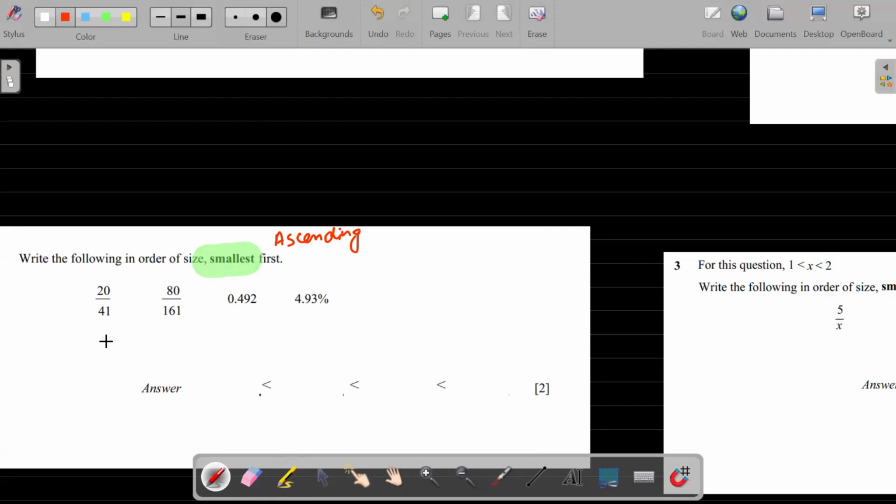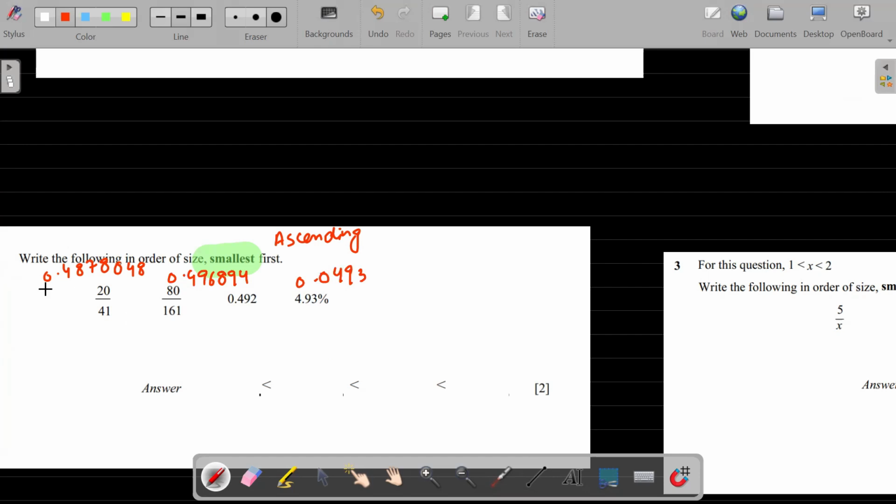It is 20 divided by 41. It will be 0.4878048. And 80 divided by 161 is 0.96894. And 4.93% means you have to divide it by 100. It will be 0.0493.